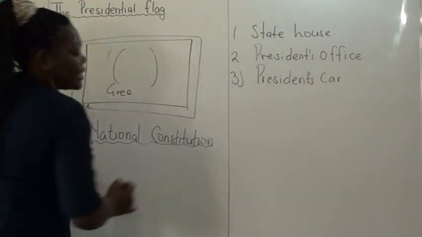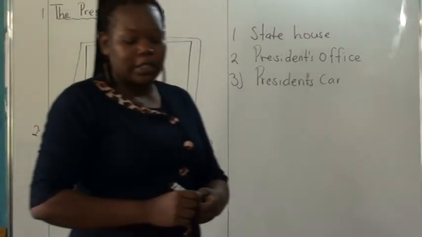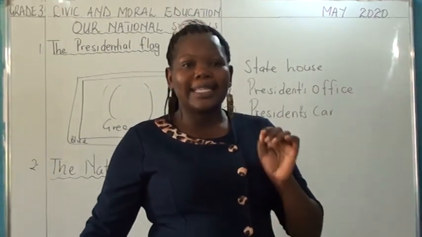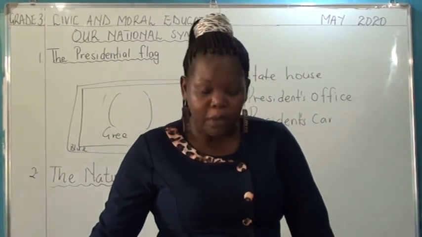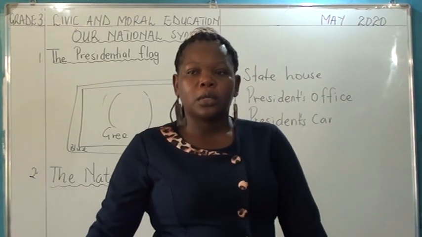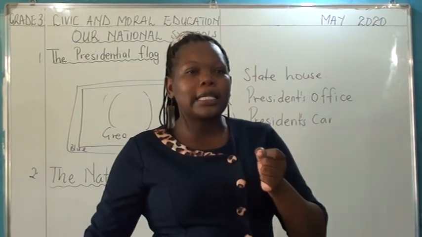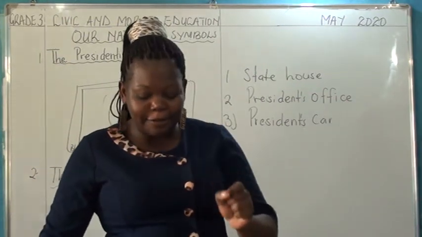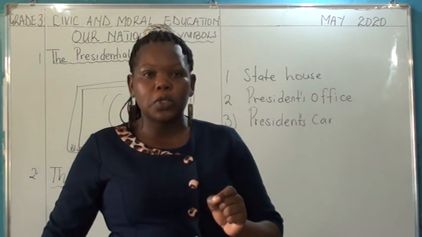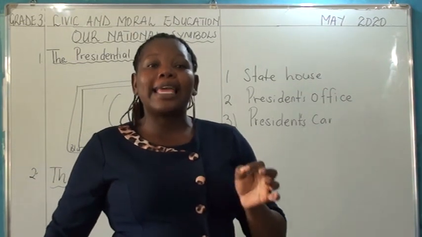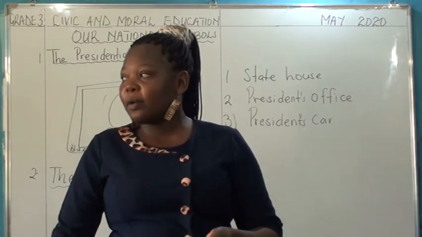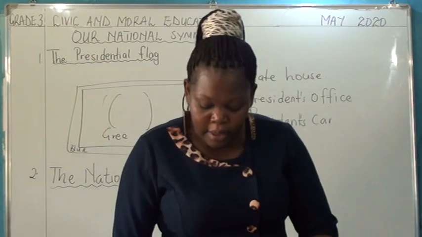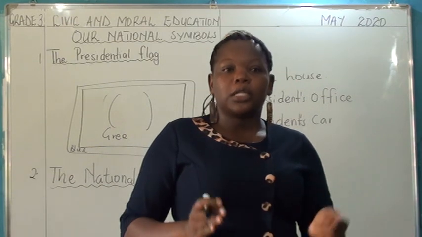Now, of the 10 national symbols that we talked about, the National Constitution is also a national symbol of Tanzania. What is a national constitution? A national constitution is a set of rules that is put with principles to govern a country. They are used to govern a country, but they are written in a book. So in other words, we can also say it is a book that has rules that governs a country.